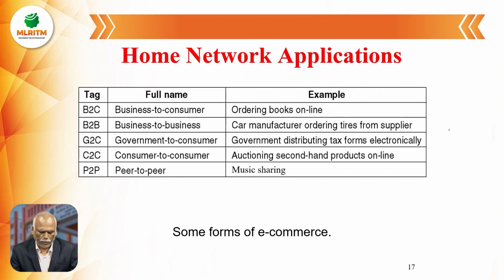Home network applications like B2C, business to consumer; ordering books online is an example. Business to business: a car manufacturer ordering tires and supplies from a supplier is an example. Next, government to consumer: government distributing tax forms electronically. Then C2C, customer to customer: auctioning second-hand products online, done between consumer and consumer. Then P2P, peer-to-peer communication like music sharing. So these are some of the e-commerce applications as part of the home network.